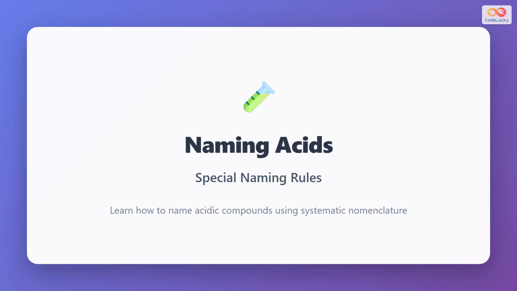Welcome to this lesson on naming acids and their special naming rules. Acids are an important class of chemical compounds, and understanding how to name them correctly is essential for chemistry students. In this video, you will learn the systematic approach to naming acidic compounds, including both binary acids and oxyacids. By the end of this lesson, you will be able to confidently name any acid you encounter in your chemistry studies.